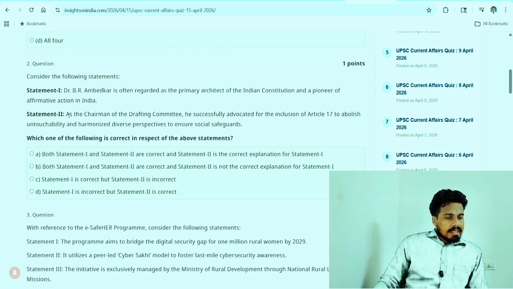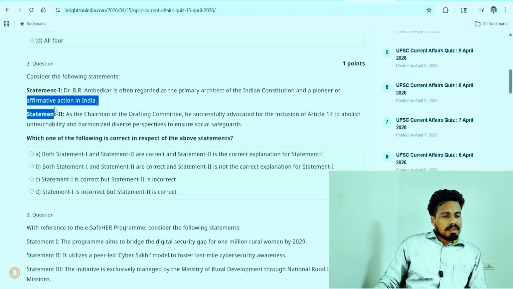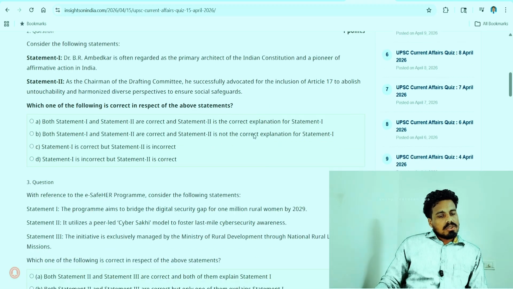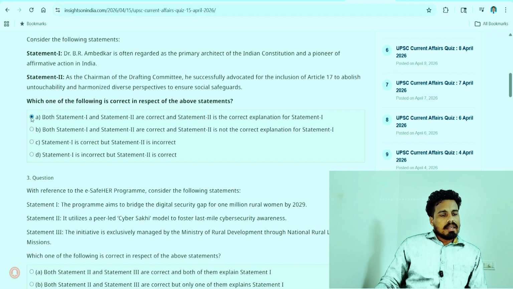So the second statement: as the chairman of the drafting committee, he successfully advocated for the inclusion of Article 17 to abolish untouchability and harmonize diverse perspectives to ensure social safeguards. So this is why affirmative action gains importance. Why Article 17? Because they abolished untouchability and harmonized diverse perspectives for social safeguards. So there is no looking back. A is the answer here.